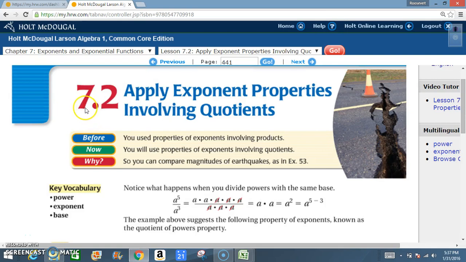Okay, class, today we're in section 7.2, applying exponent properties involving quotients. Before, you used properties of exponents involving products. Now, you will use properties of exponents involving quotients. Key vocabulary: power, exponent, base.